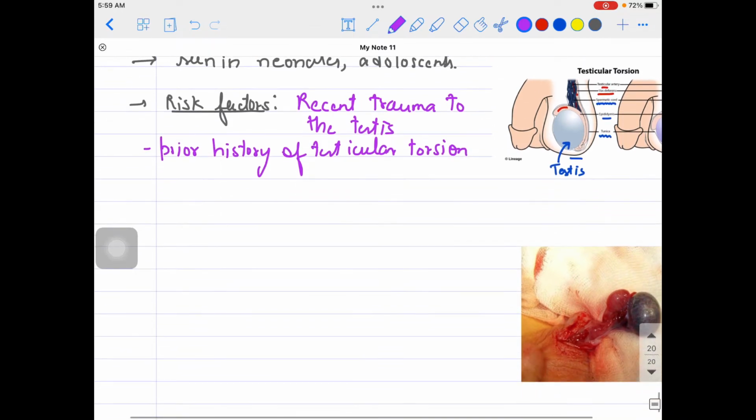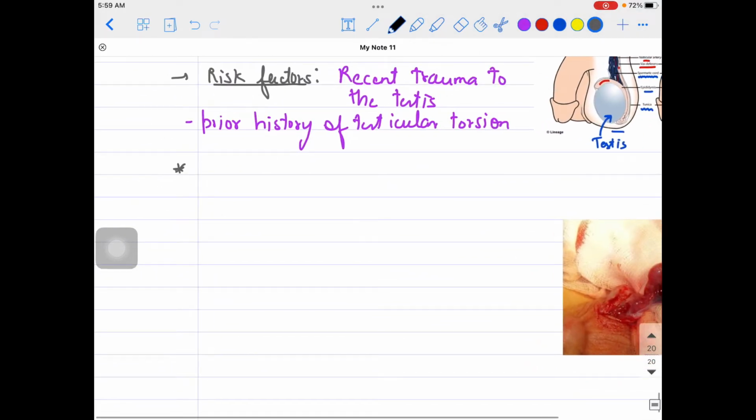Now let's talk about the pathogenesis of testicular torsion. If we talk about the pathogenesis, it is very simple to understand.